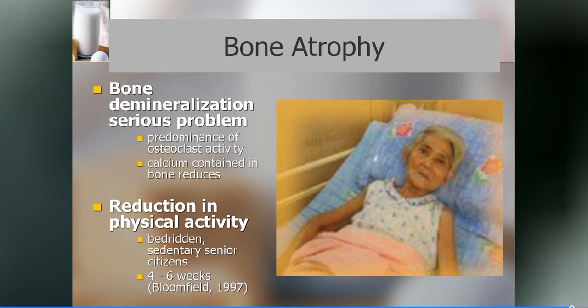Unfortunately for the oldies, if they become bedridden through a fall or something like that, then things can progress really, really rapidly at that point. And in 4 to 6 weeks of inactivity, we're really reducing our bone density down to critical levels at that point.